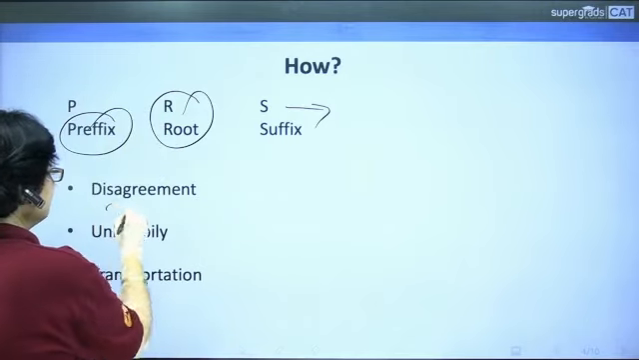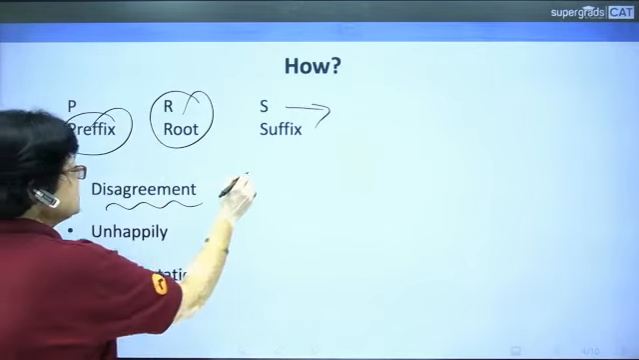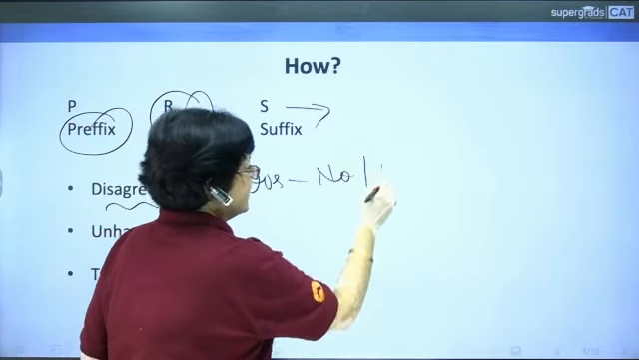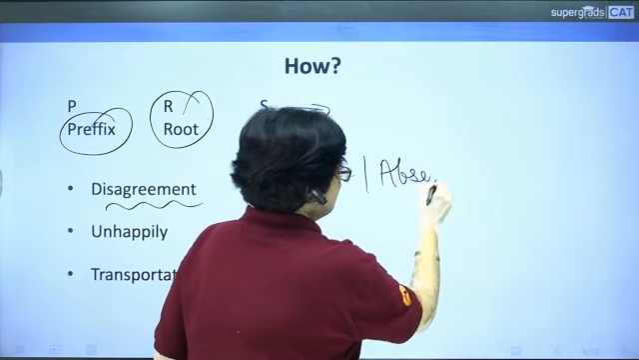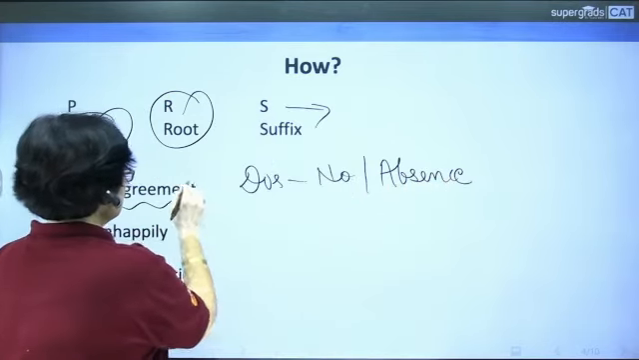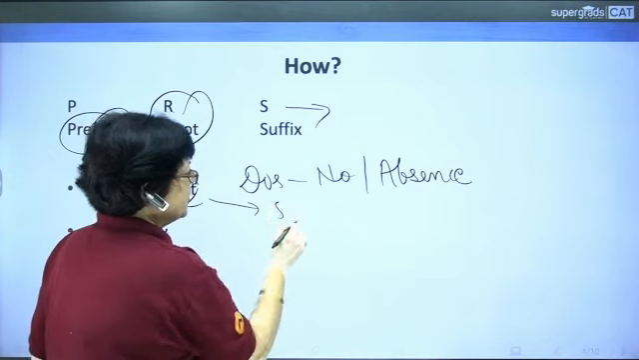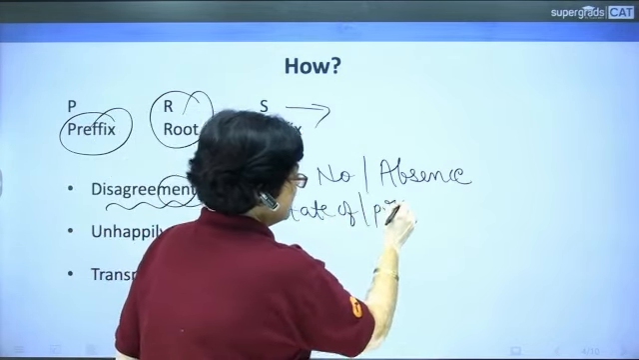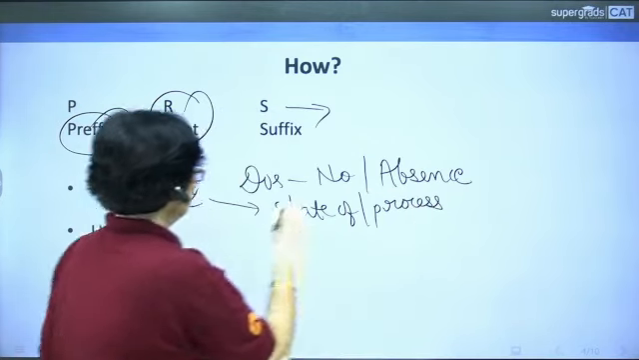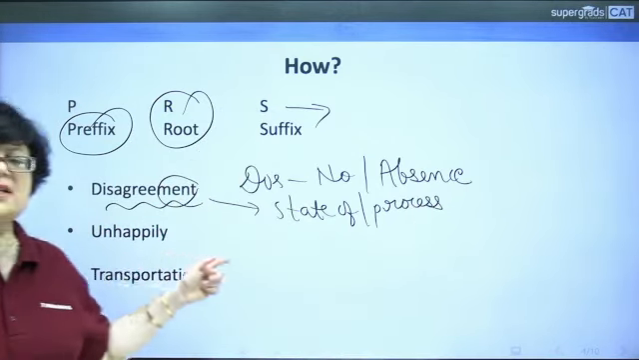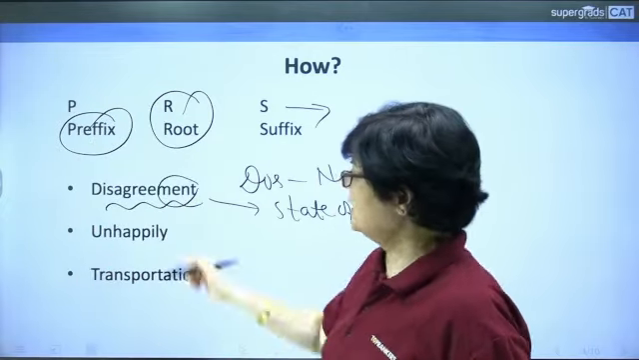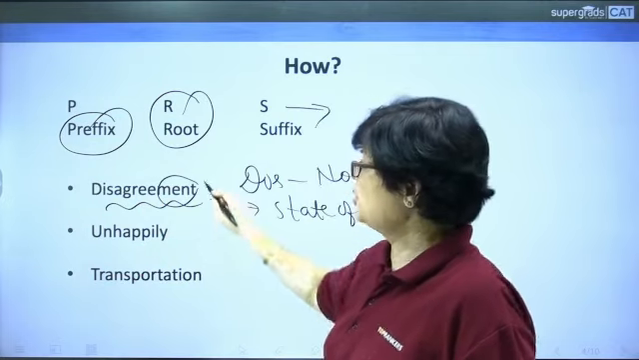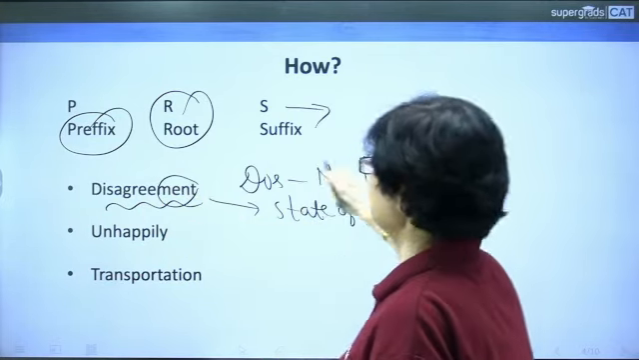Now look at this word, disagreement. Dis means opposite or no or the absence, okay? And ment is nothing but the state of or the process of. And agree, you know, to have. Agreement means to have cordiality of ideas. So disagreement, right? Disagreement. So you have a root word, you have a prefix, and you have a suffix.